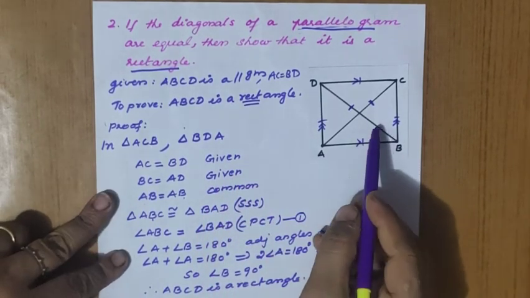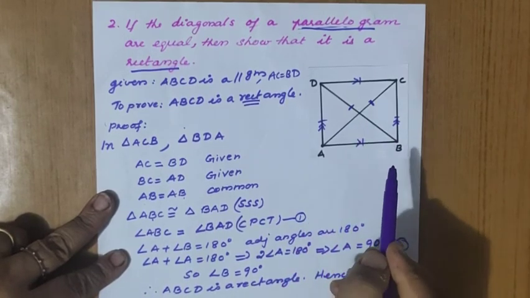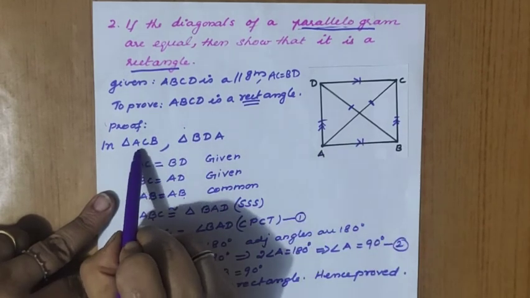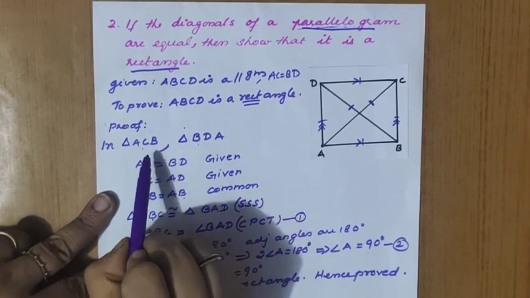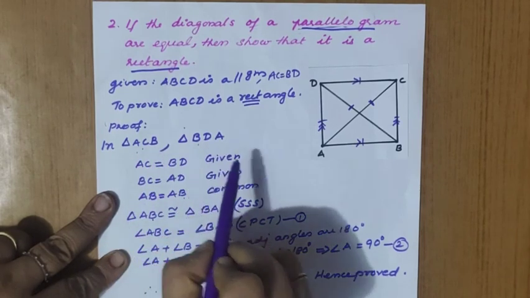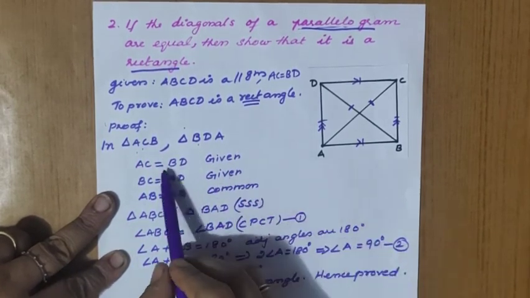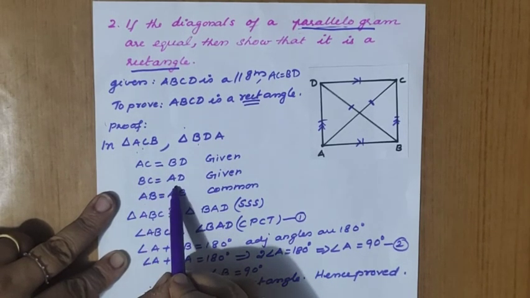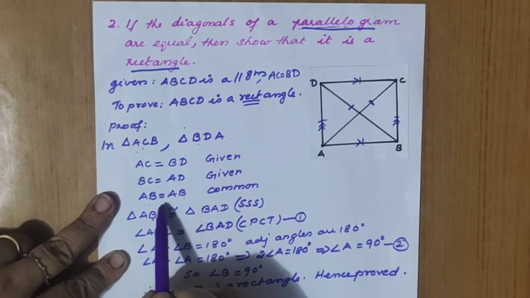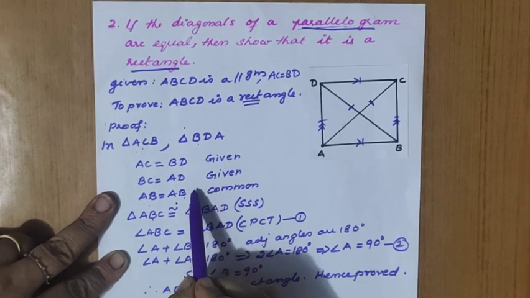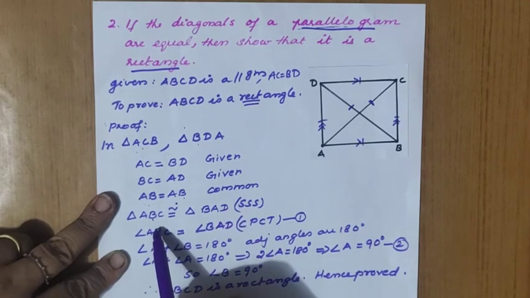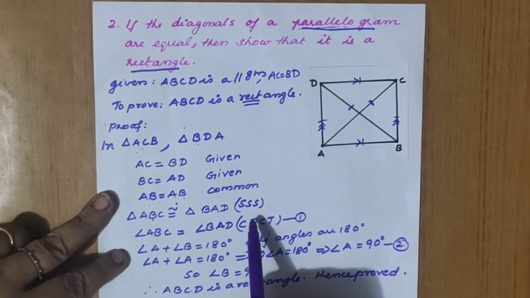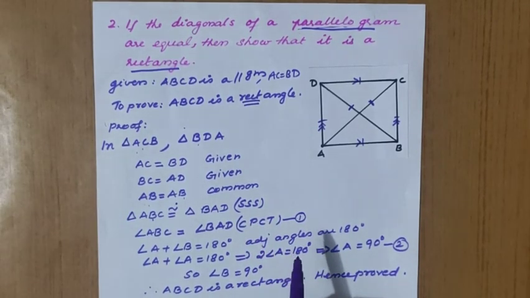Now we have to go for this, because AC and BD diagonals being equal is the additional criterion given. So we are choosing the triangles in such a way that AC and BD are among the sides. So we have taken triangle ACB and triangle BDA. In the diagram, you can see AC equals BD, diagonals are equal is given, BC equals AD, opposite sides of the parallelogram, and AB equals AB common. So 3 sides we got. So triangle ABC is congruent to triangle BAD by SSS criterion.